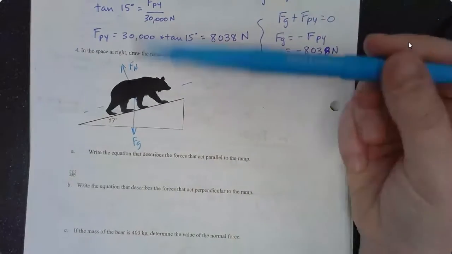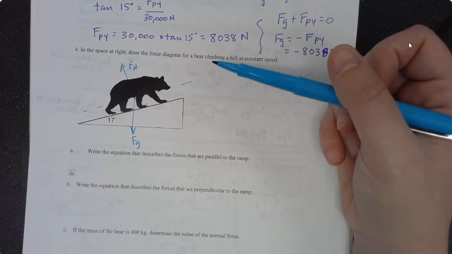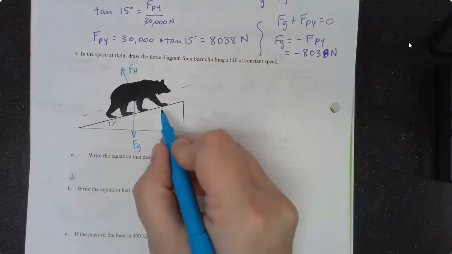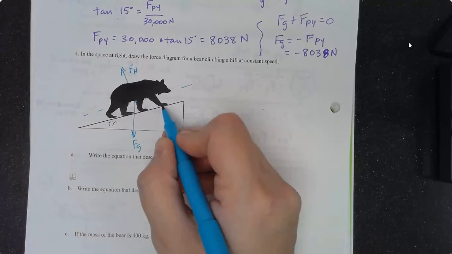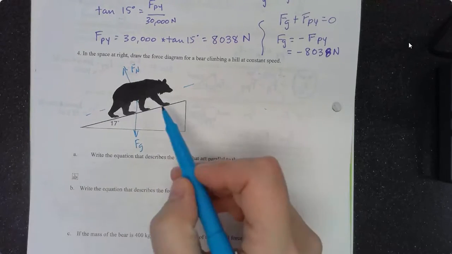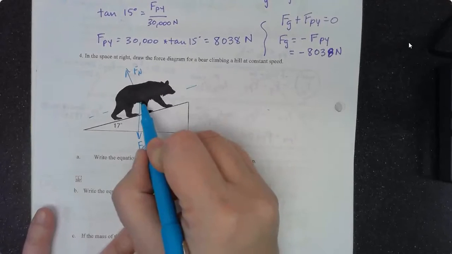Does it make a difference if the bear is climbing the hill? Friction is when the bear pushes down with his foot. Which way is he going to push with his foot? It's the same as when we walk. Is he pushing forwards or backwards? He's going to push backwards. So friction is still going to be opposite that, so it's still going to be forward. So we're going to have friction going this way.